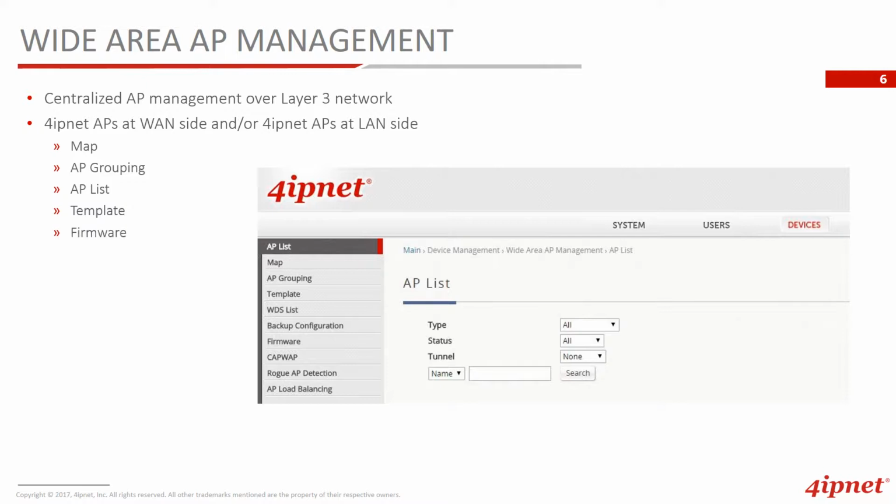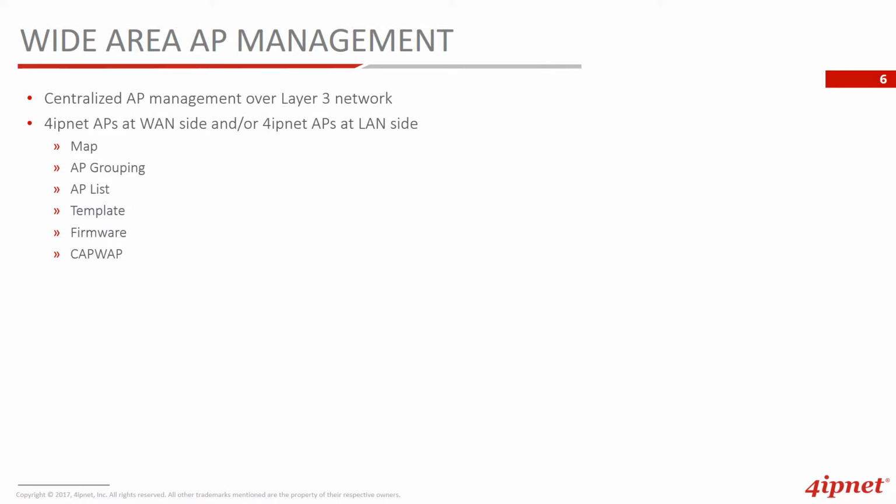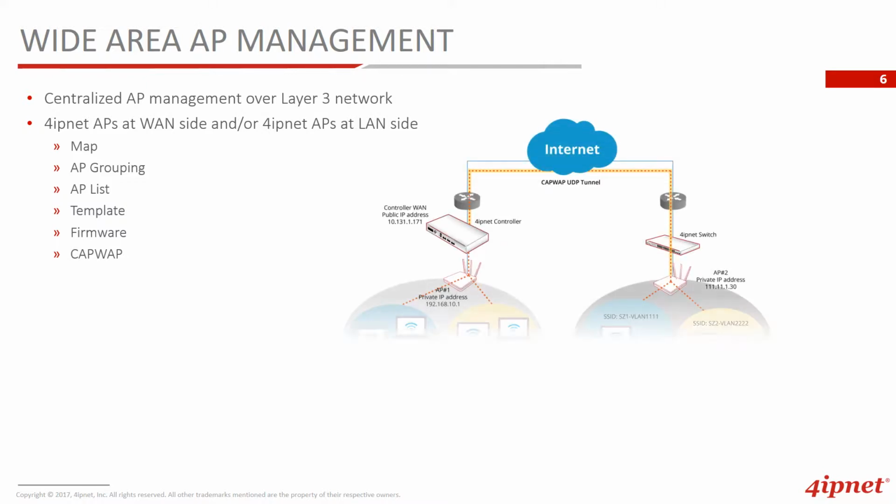The firmware page is a platform where you can upload the AP's firmware and upgrade multiple APs at once. CapWAP's configuration page can allow the 4IPNet APs to communicate with the WHG controller over the Layer 3 network. To better understand how to apply this to an actual scenario, let us provide an example.